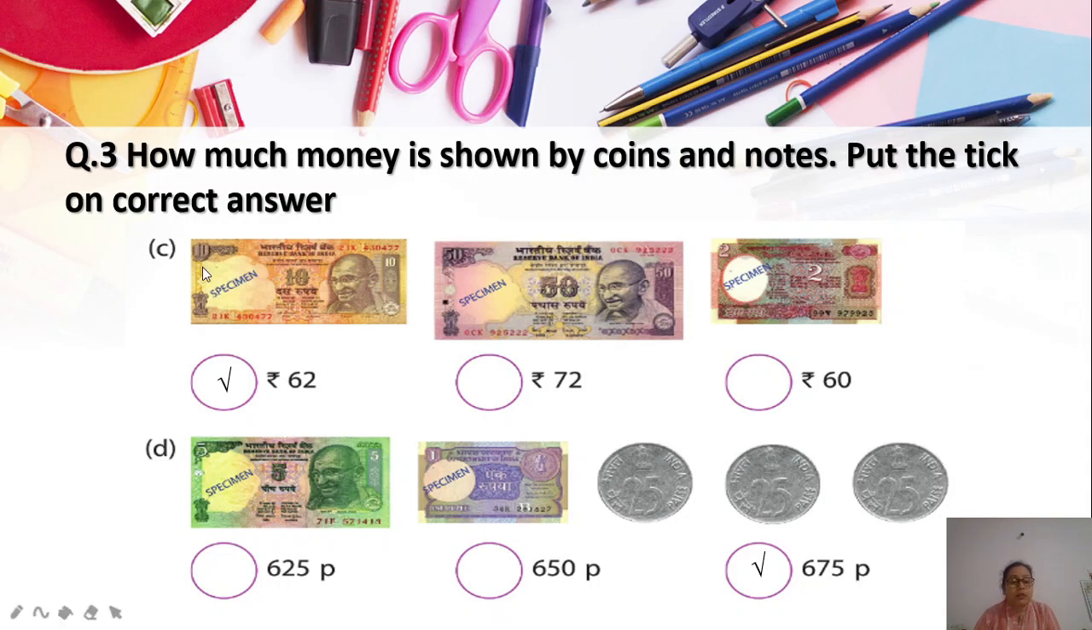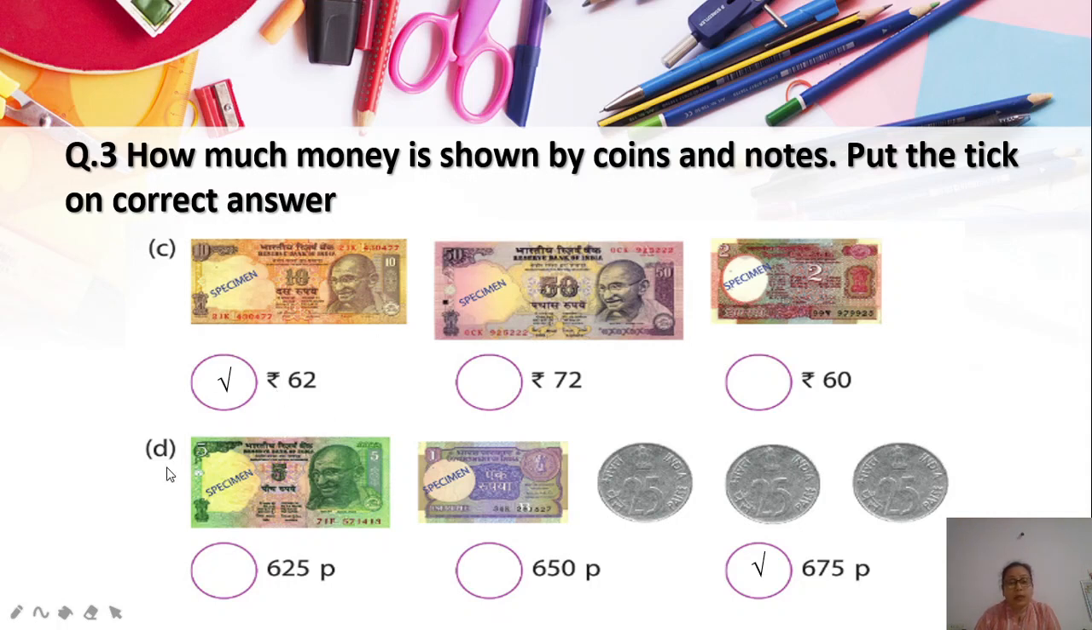Now in C question you can see that we have one 10 rupee note, we have one 50 rupees note and we have one 2 rupees note. Now to find out the amount we have to do the addition of these three numbers. So 50 plus 10 we are getting 60 and 60 plus 2 makes rupees 62. So we have made here tick in rupees 62.